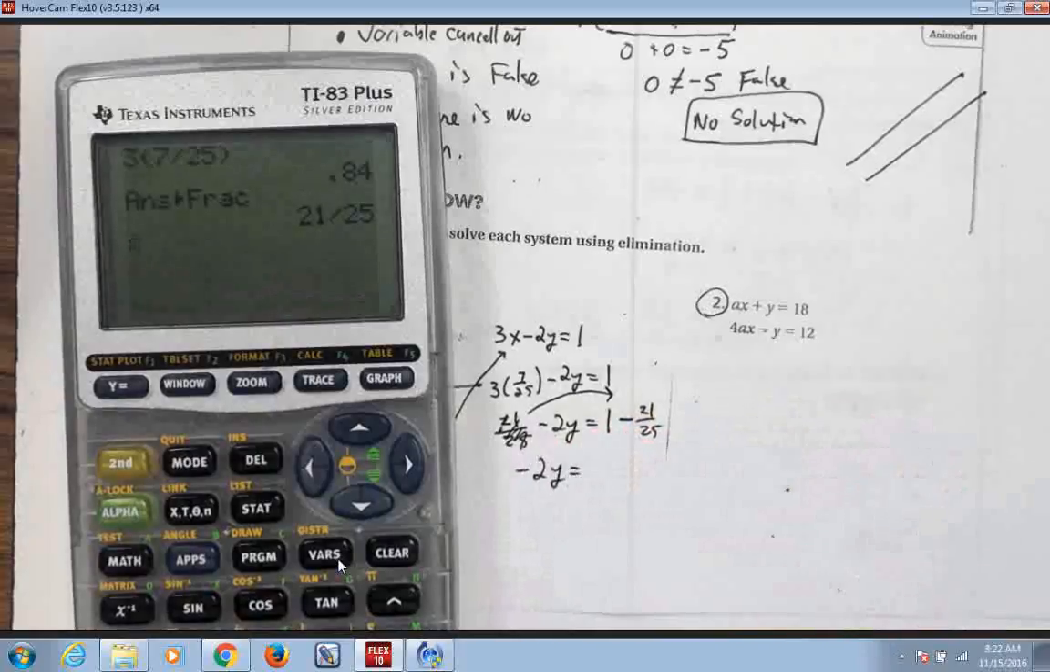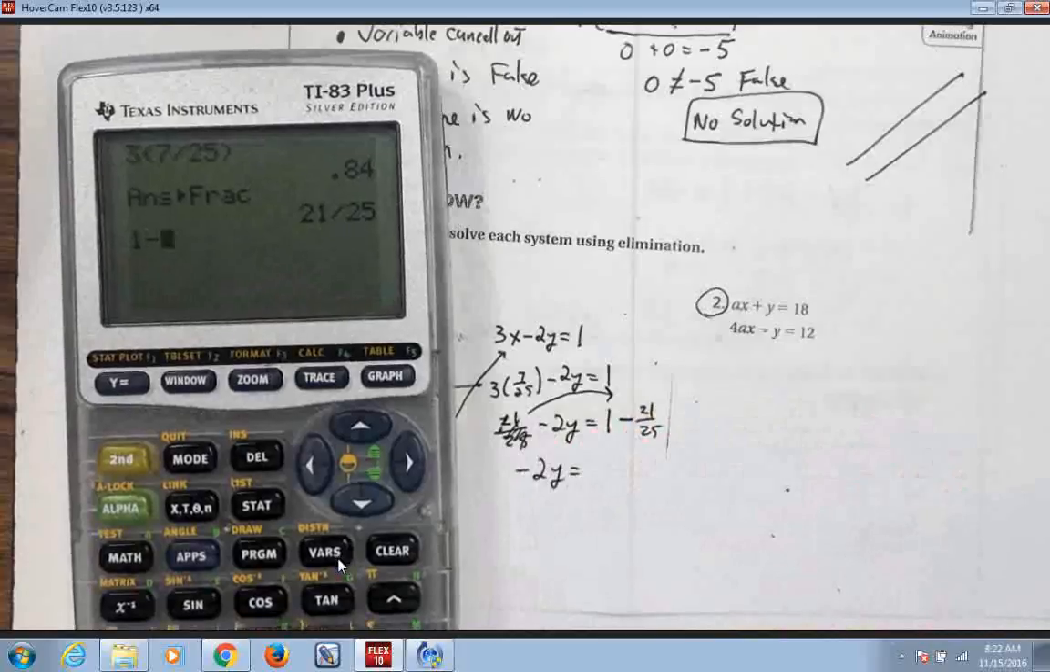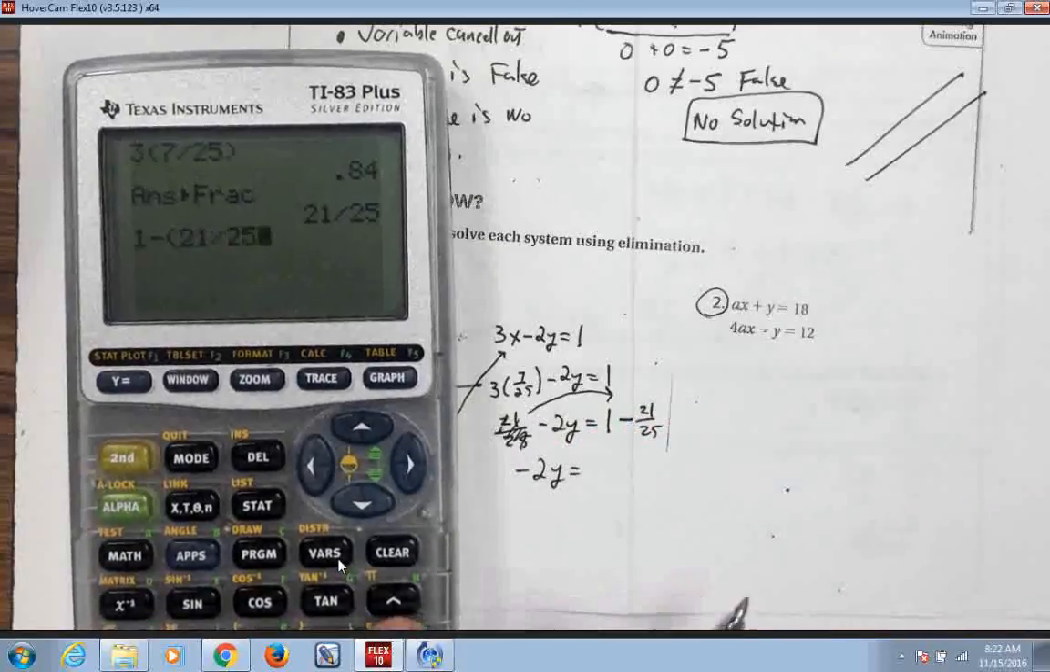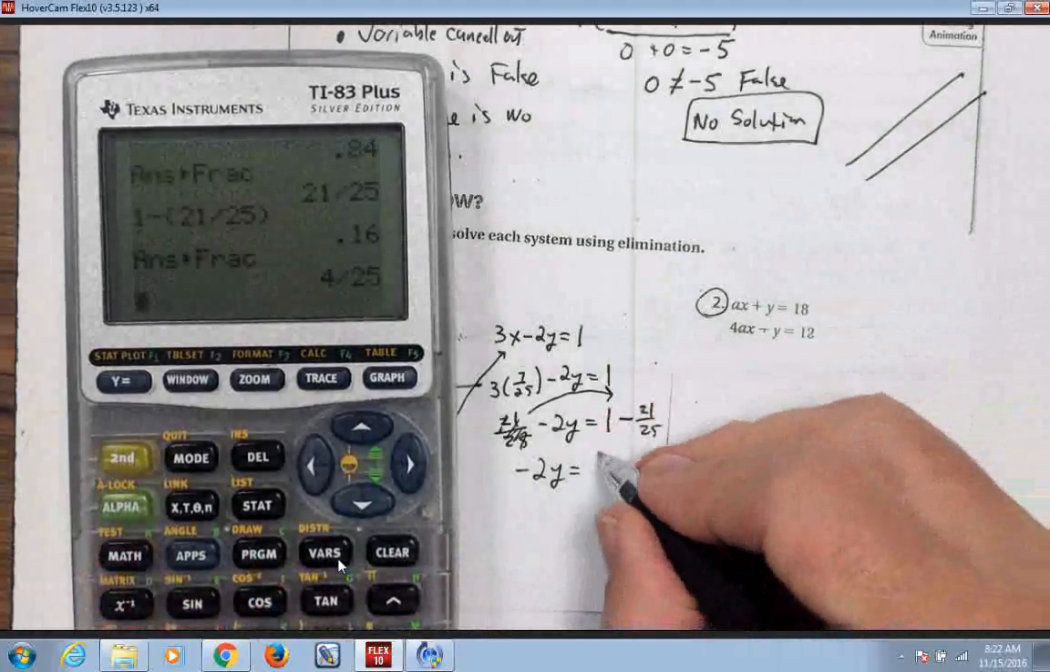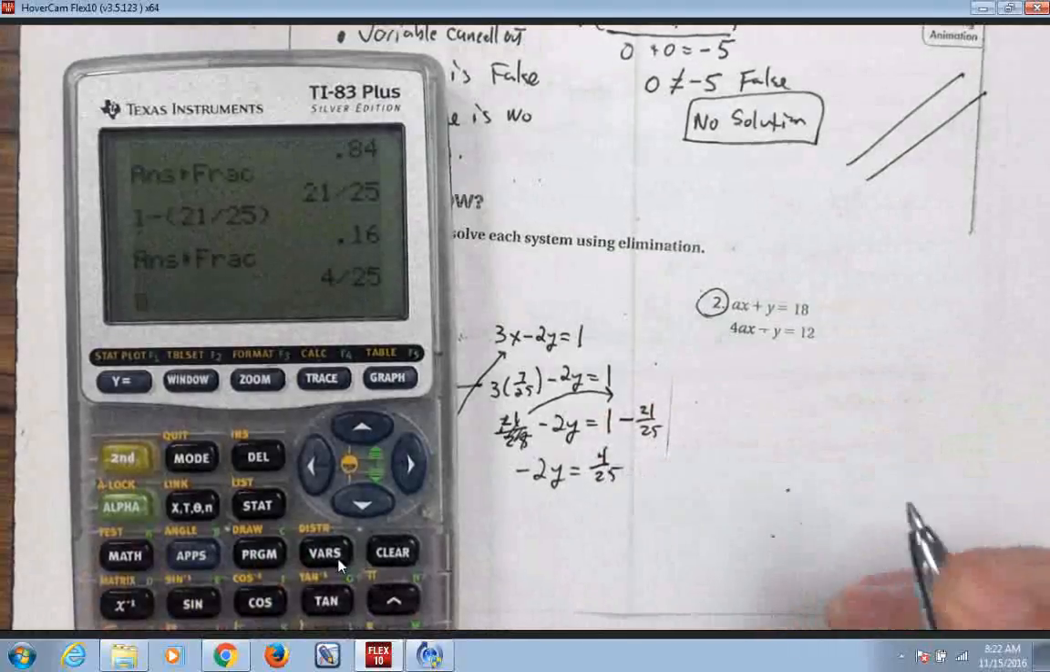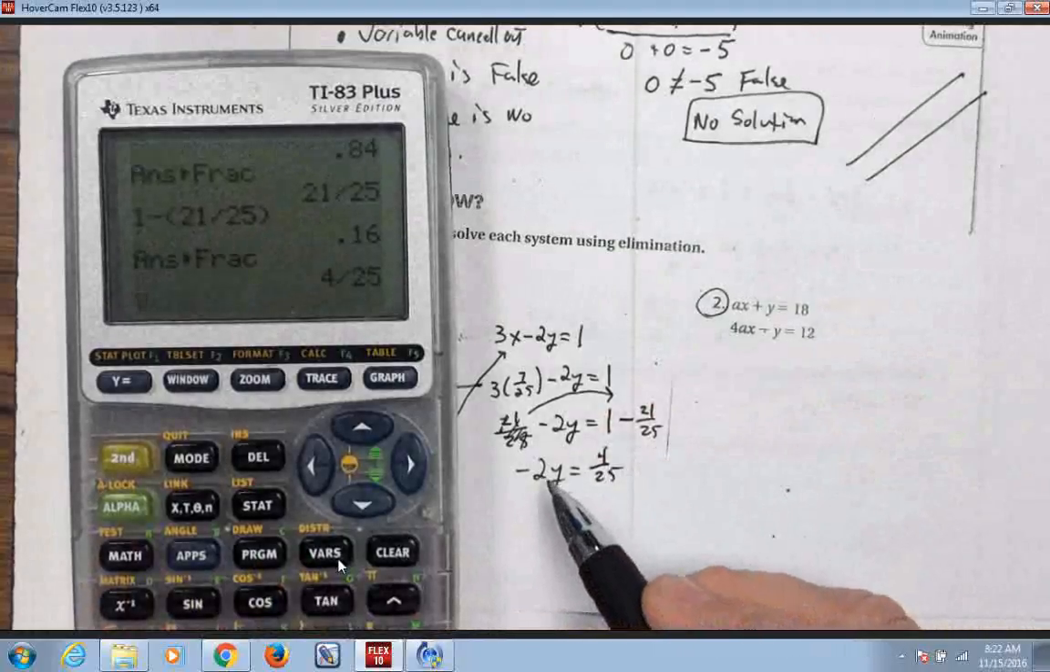is equal to, what is 1 minus 21/25? When I put this in my calculator, I put it in parentheses. 21 divided by 25. It's just a good habit to put fractions in parentheses. Okay? Hit enter, and what do you get? 0.16, which is what as a fraction? 4/25. Alright, so how do I get y by itself?